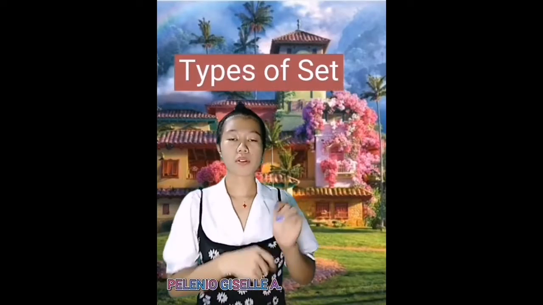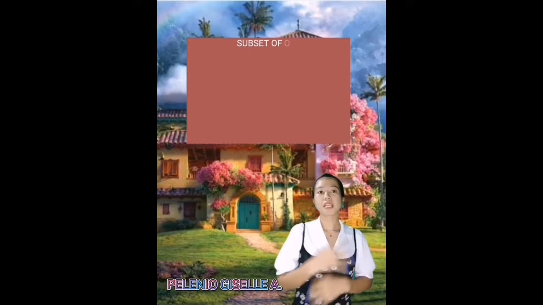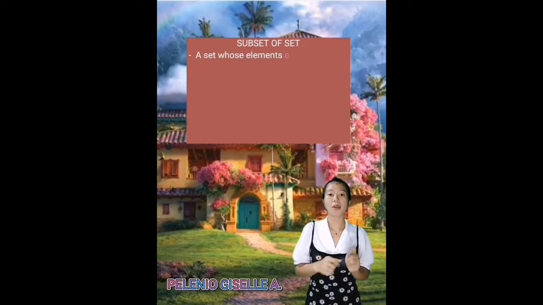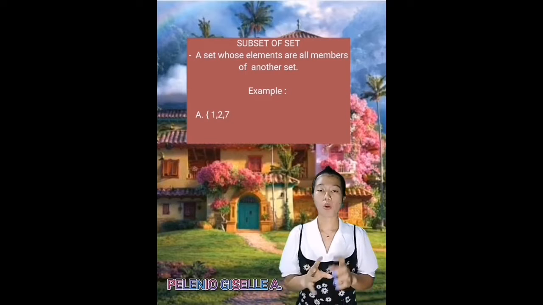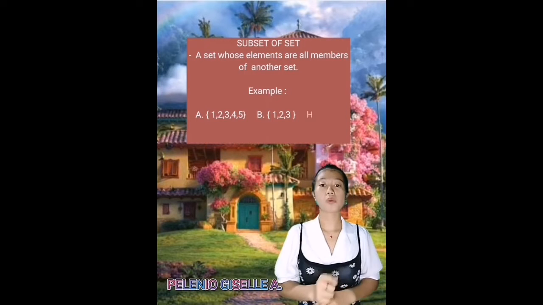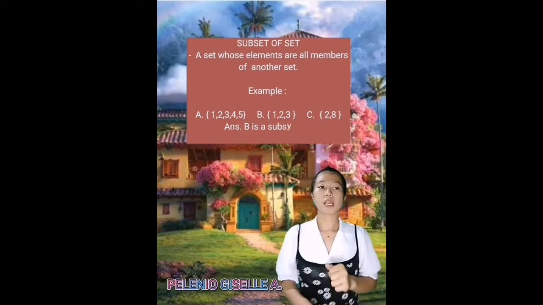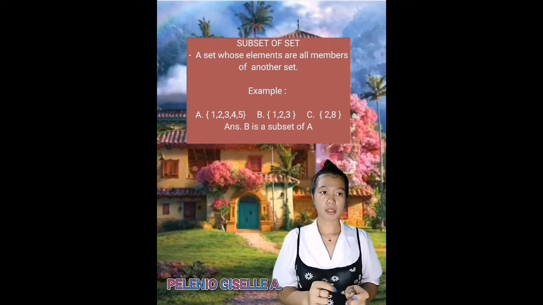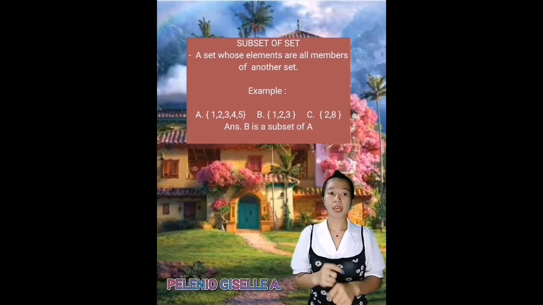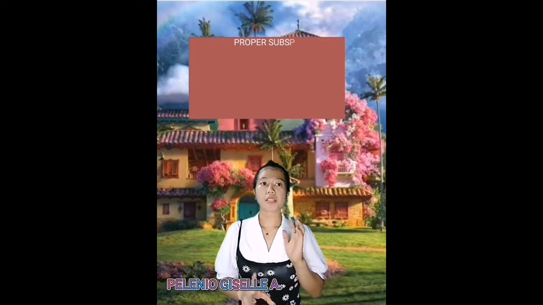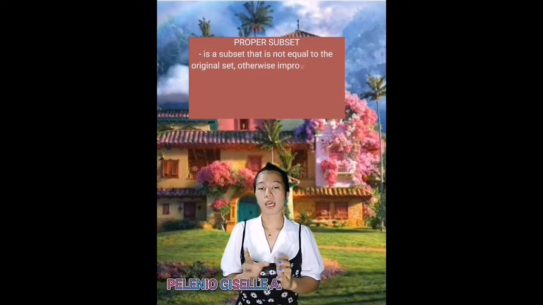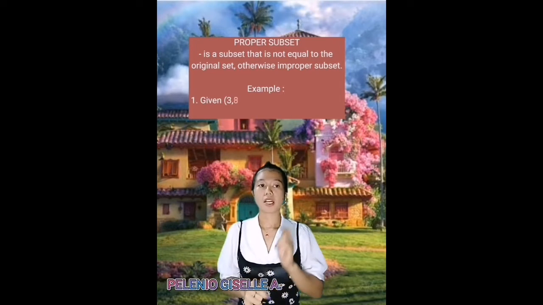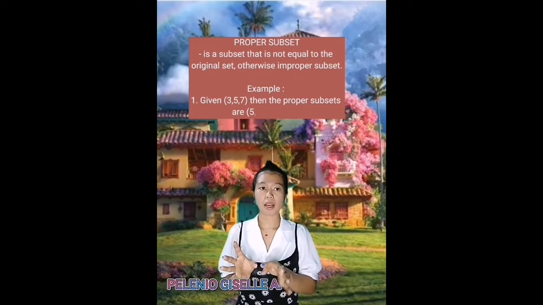Good morning, everyone. Today I will discuss other types of sets. Subset of a set. A subset is a set whose elements are all members of another set. For example, set A is {1, 2, 3, 4, 5}, set B is {1, 2, 3}, and set C is {2, 8}. So, try to look at this symbol of subset. The answer is B is a subset of A. A proper subset is a subset that is not equal to the original set, otherwise it is an improper subset. For example, given {3, 5, 7}, the proper subsets are {5}, {7}, {3, 5}.